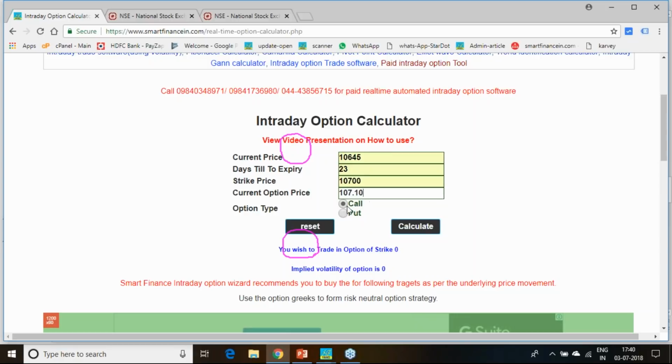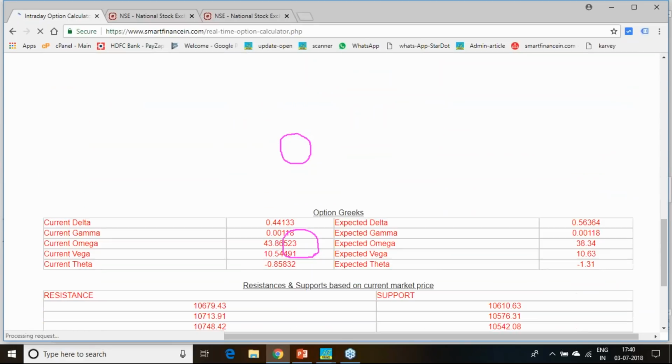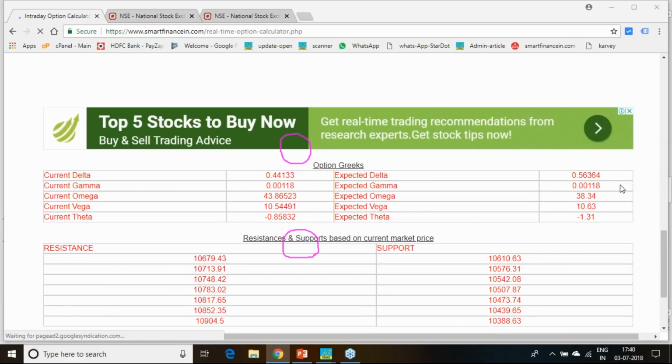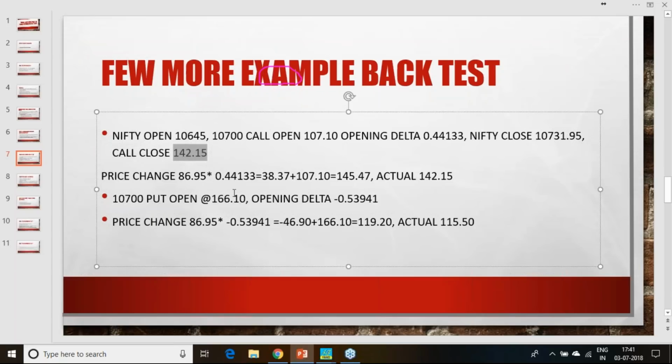107.10 with the call option, we hit the button. So here all the data has come. I'll not look into any of the parameters except delta. So many calculations have come. Delta has a formula, and it has given you the calculation 0.44133. So this is what you got. This is the delta. This also I have put in the slide. This is the opening of the option, this is the opening of the future, and 0.44133 is the delta.